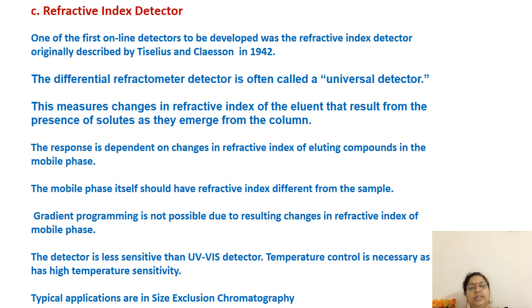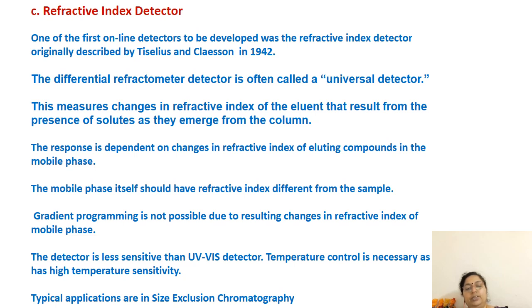Next is the refractive index detector. This is the first developed detector, and it is also known as the universal detector. It measures the changes in the refractive index of the eluent that result from the presence of solute as they emerge from the column. So response depends on changes in the refractive index of the eluting compound in the mobile phase. But in this case, gradient elution is not possible. This detector is less sensitive than the UV detector. Temperature control is necessary. It is commonly used in size exclusion chromatography.